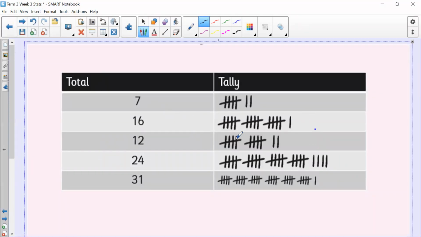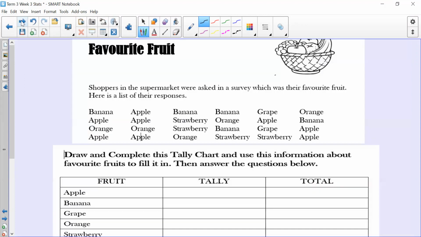Okay, how did you get on? They should be looking something like this. So mark yourself up on these. Okay.